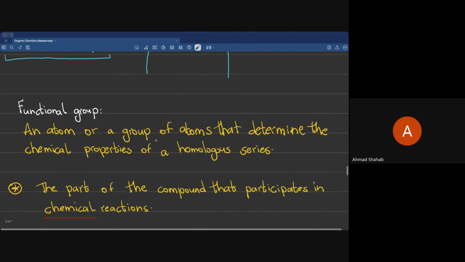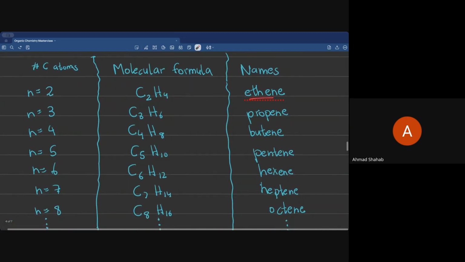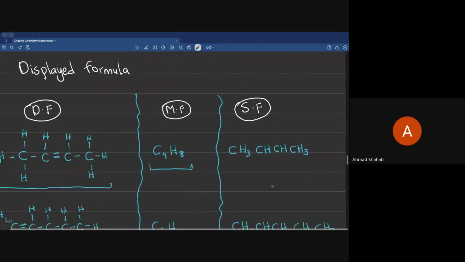अच्छा जी, a functional group is an atom or a group of atoms that determine the chemical properties of a homologous series. What is a homologous series? It's like a family of compounds. For example, alkanes is a homologous series on itself. Alkenes on itself. This is a family of compounds, and that family has members. For example, alkene के members हैं ethene, propene, butene, pentene, and so on and so forth.